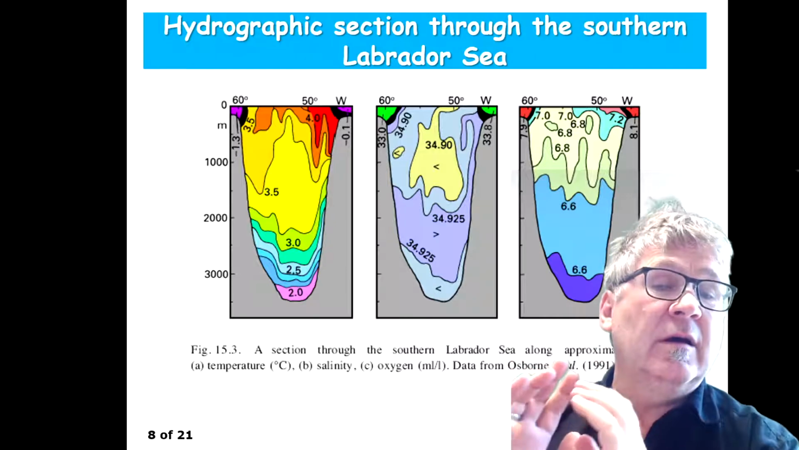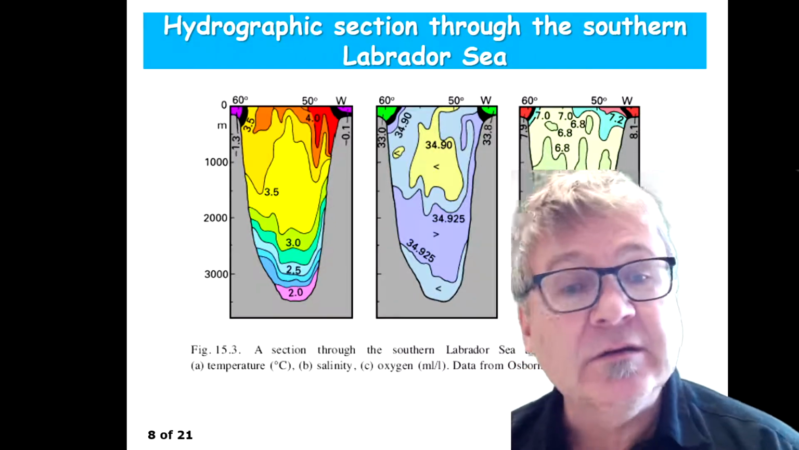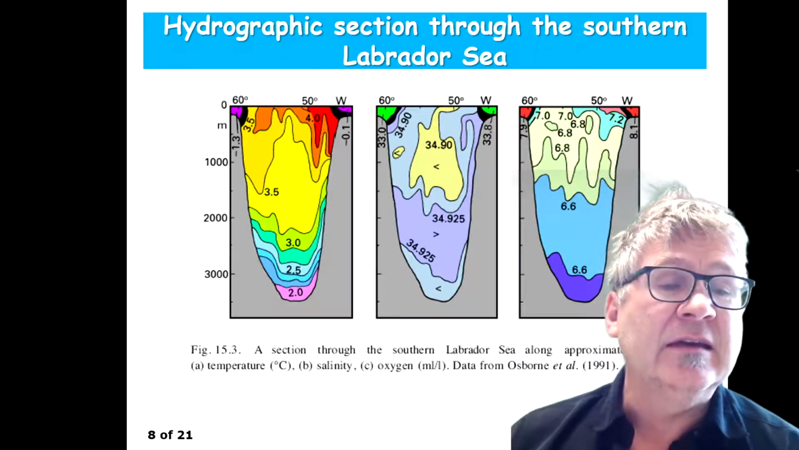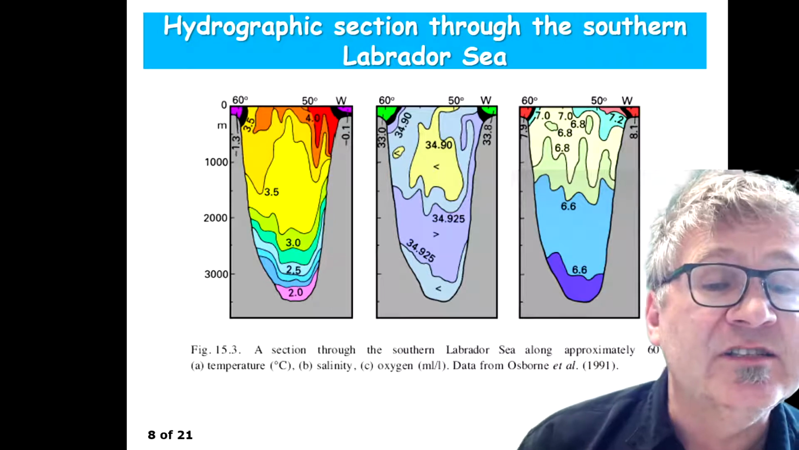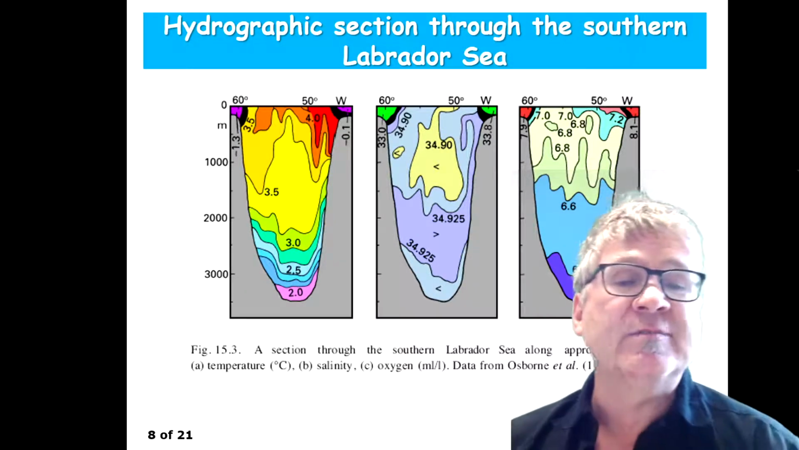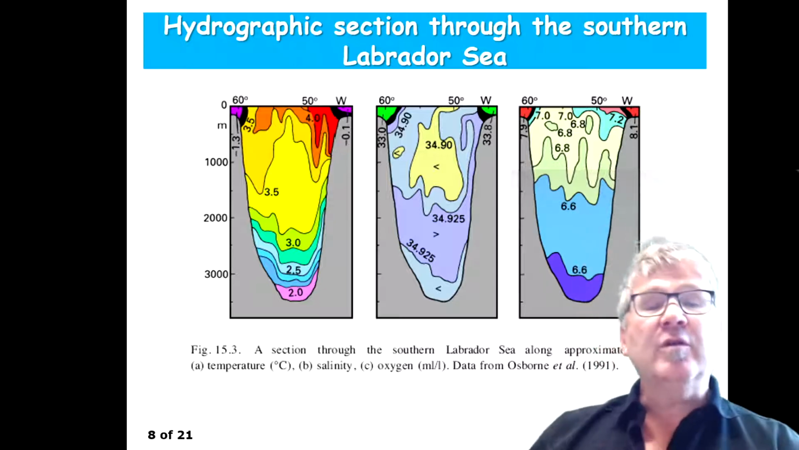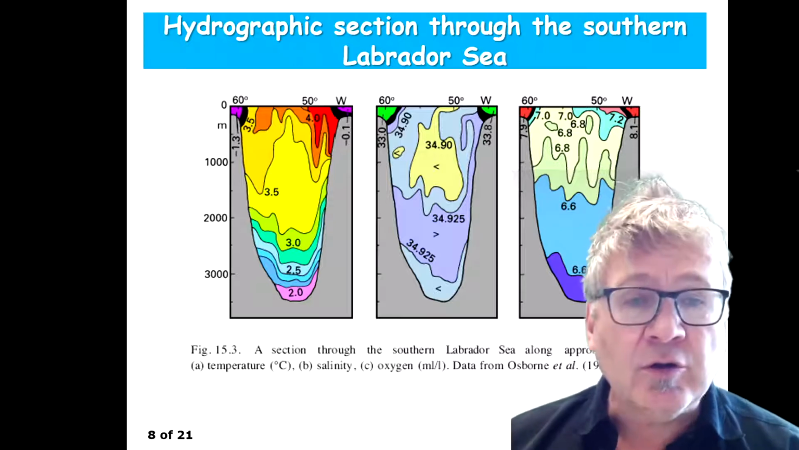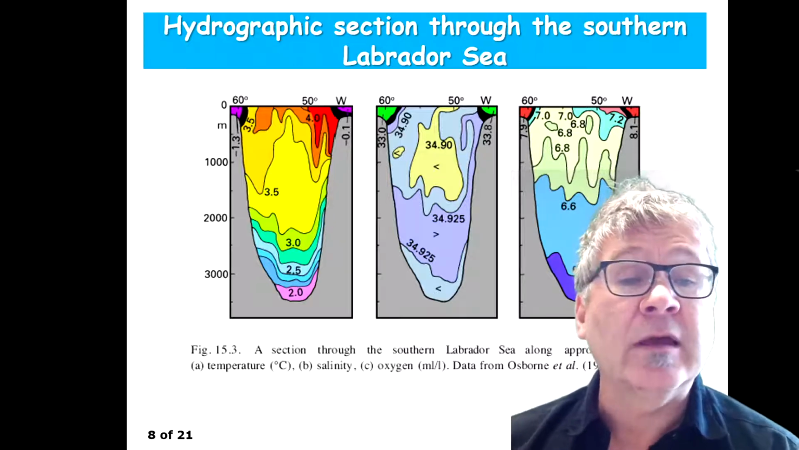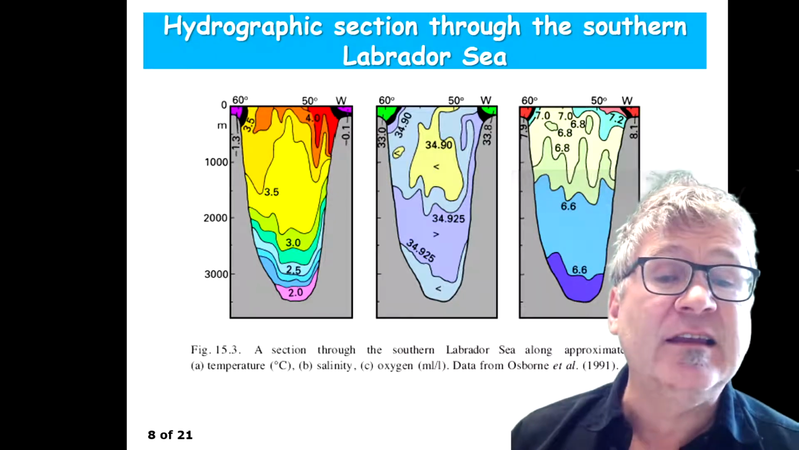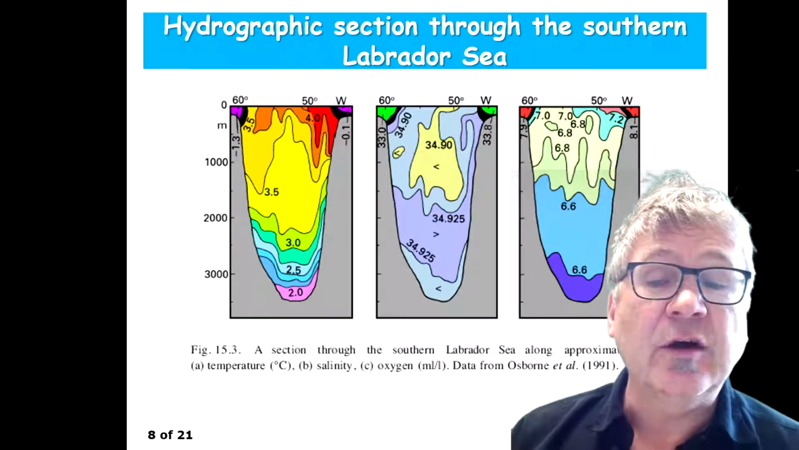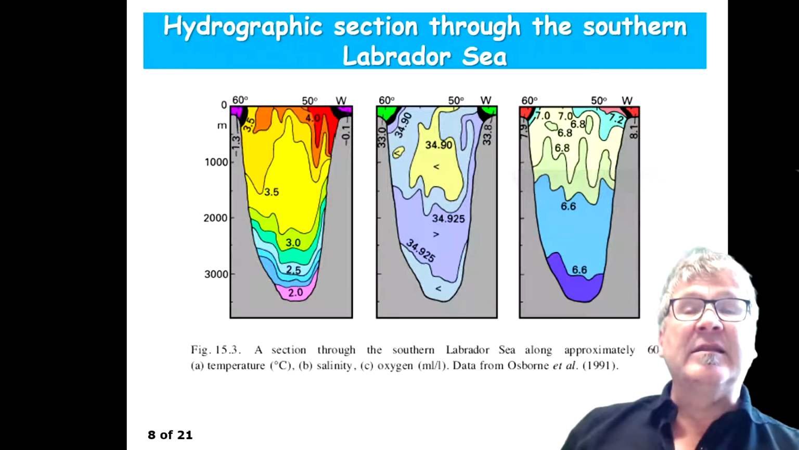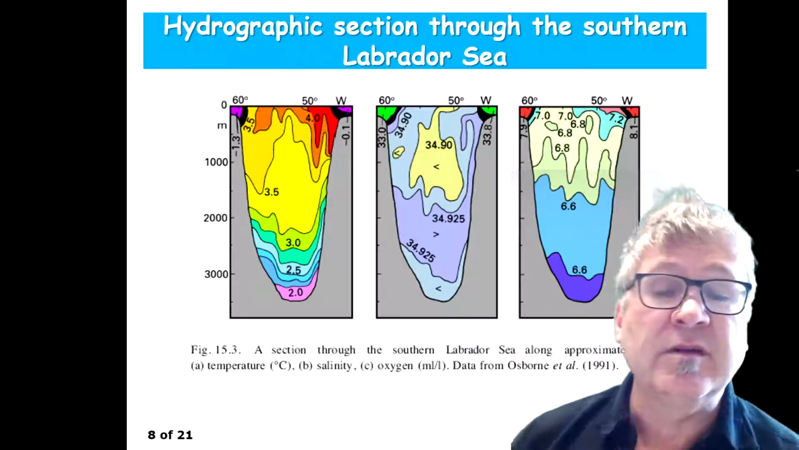The left figure shows you the temperature structure, the middle one the salinity structure, and the right panel shows you the dissolved oxygen in milliliters. And what you can see here is a typical feature of deep convection in the open ocean. Here, look at the salinity. You can see it's fairly homogeneous down to a depth of 1,500 meters. Okay? And some years you get the convection down to 3,000 meters.